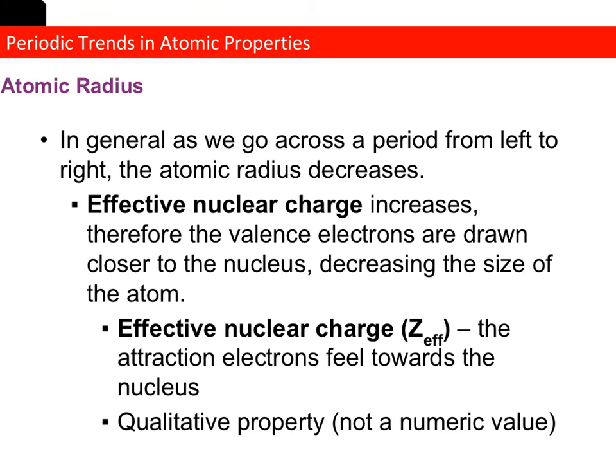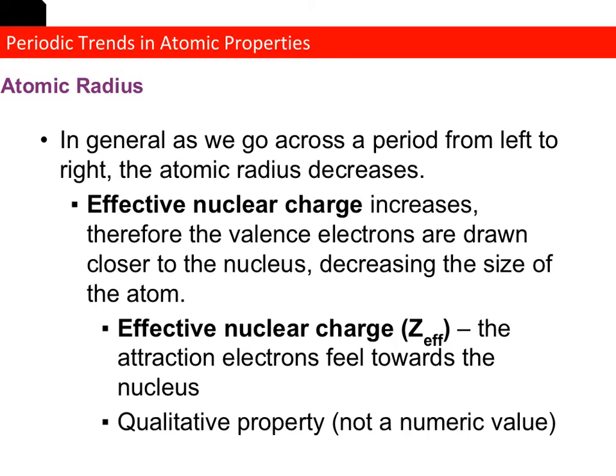The first periodic trend that I'm going to talk about is called the atomic radius. Now, atomic radius is basically the size of an atom, and the atomic radius decreases as you move from left to right on the periodic table. Now, if you look at a periodic table, the atomic number increases as you go from left to right, so you would think that the atomic radius increases as well. But just because the number of protons goes up doesn't necessarily mean that the size of the atom goes up.